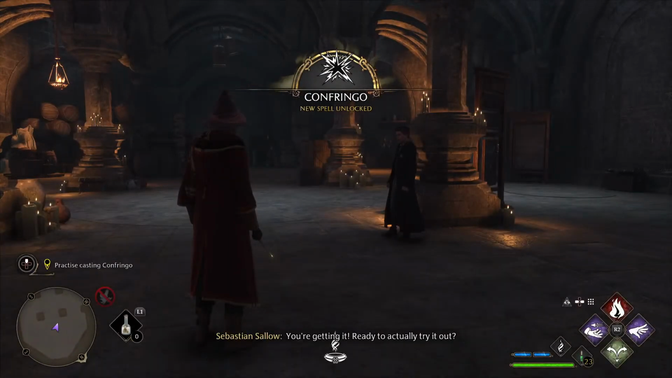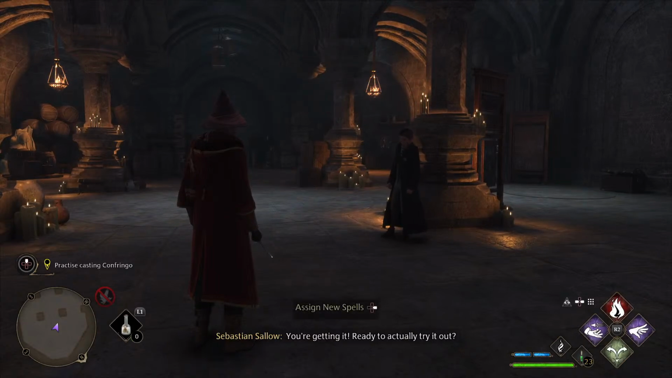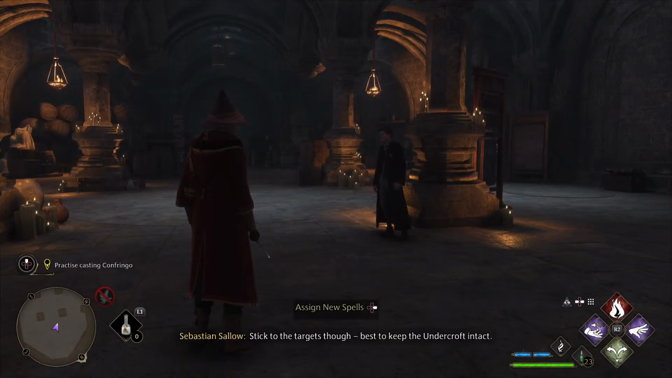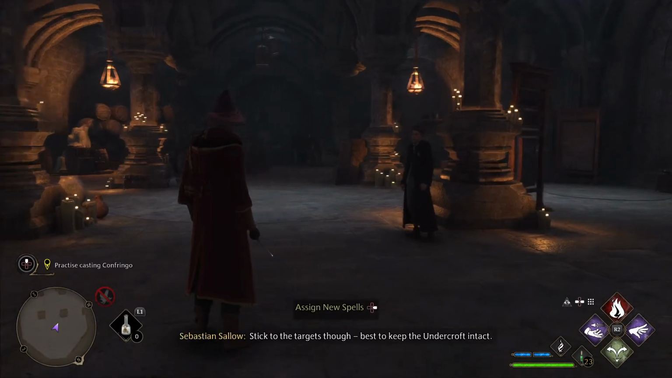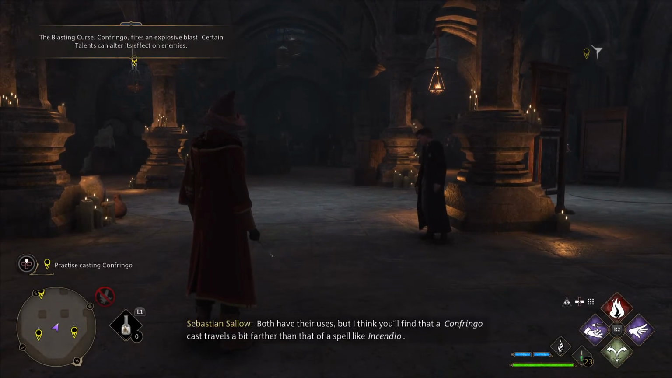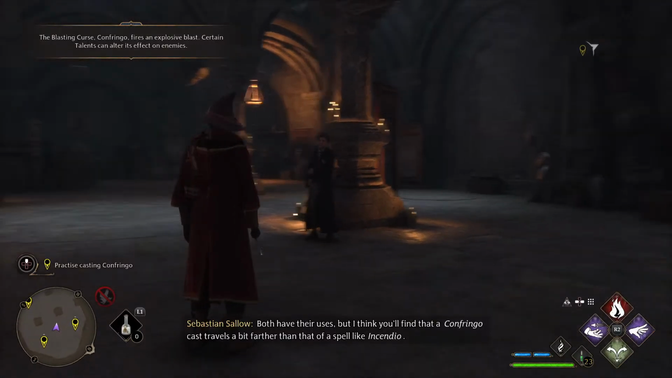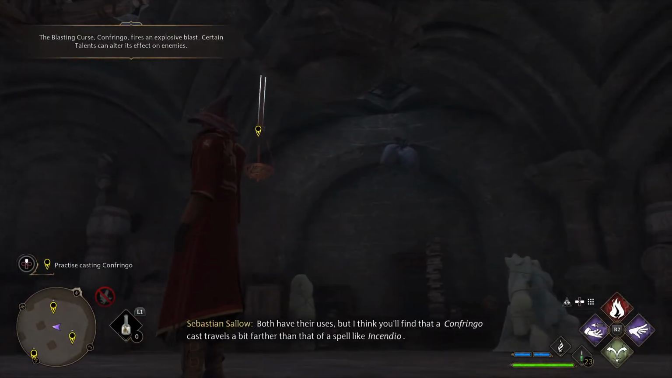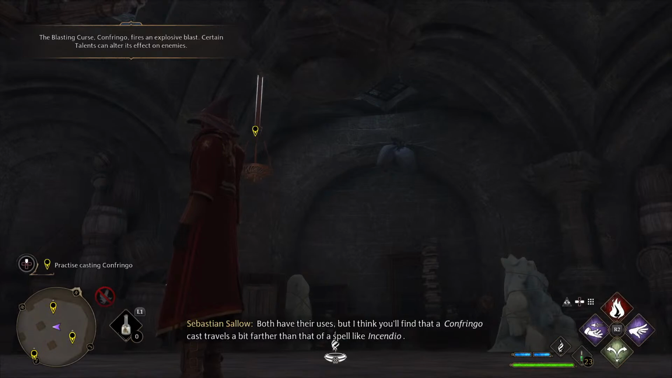You're getting it. Ready to actually try it out? Stick to the targets, though. Best to keep the Undercroft intact. Have a go at those candelabras. Both have their uses, but I think you'll find that a Confringo cast travels a bit farther than that of a spell like Incendio.